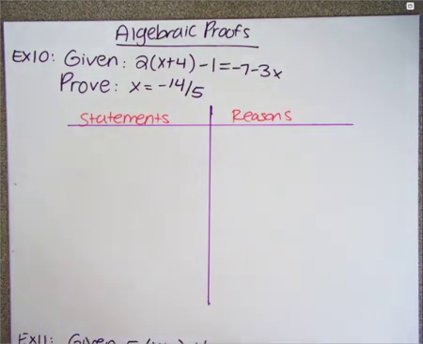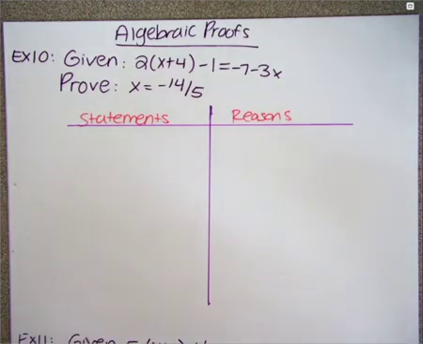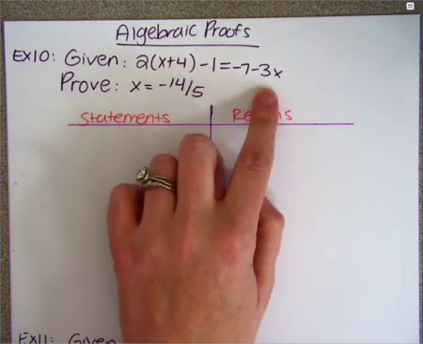Okay, mathematicians have to prove that things exist, and they do it with this little formal proof. We're going to use what is called a two-column proof. Basically, we're going to start by doing algebraic proofs. What we're going to do is solve a problem like we normally would.